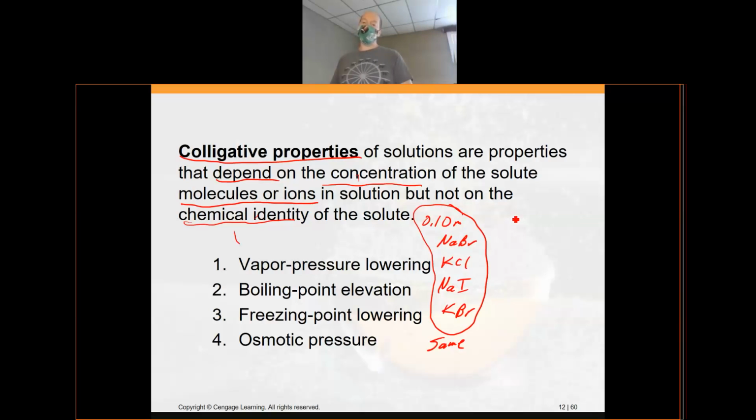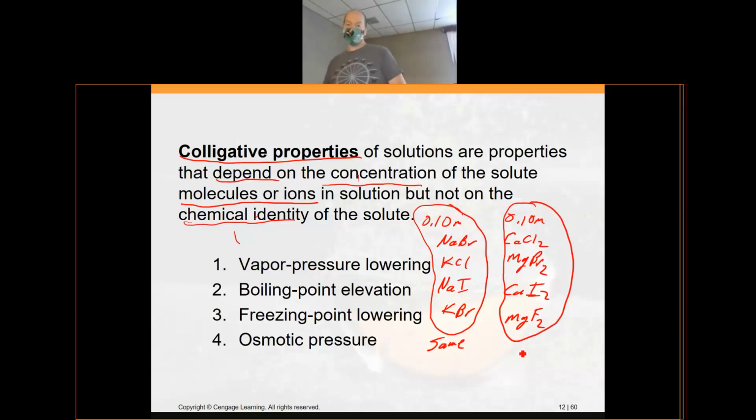All right, they would not be the same if we had 0.1 molal of, let's say, calcium chloride. All right, or if you had magnesium bromide. All right, so if you had calcium iodide. All right, if you had magnesium fluoride. All right, now all these are the same, but these are not the same. All right, so they all have the same concentration.